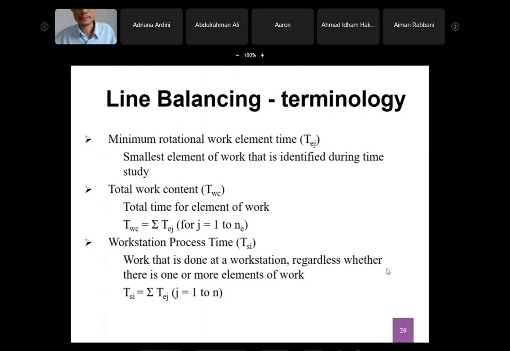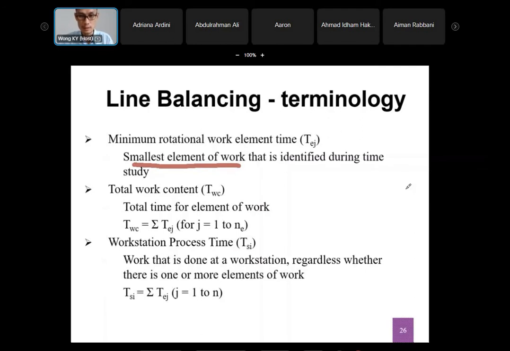Okay, let me continue. Before I explain how to do line balancing, there are some symbols, some mathematical symbols, some formulas that you have to understand first. The first symbol is called TEj. TEj is the time of a particular work element. When we say work element, it means the smallest work element that is identified during time study.